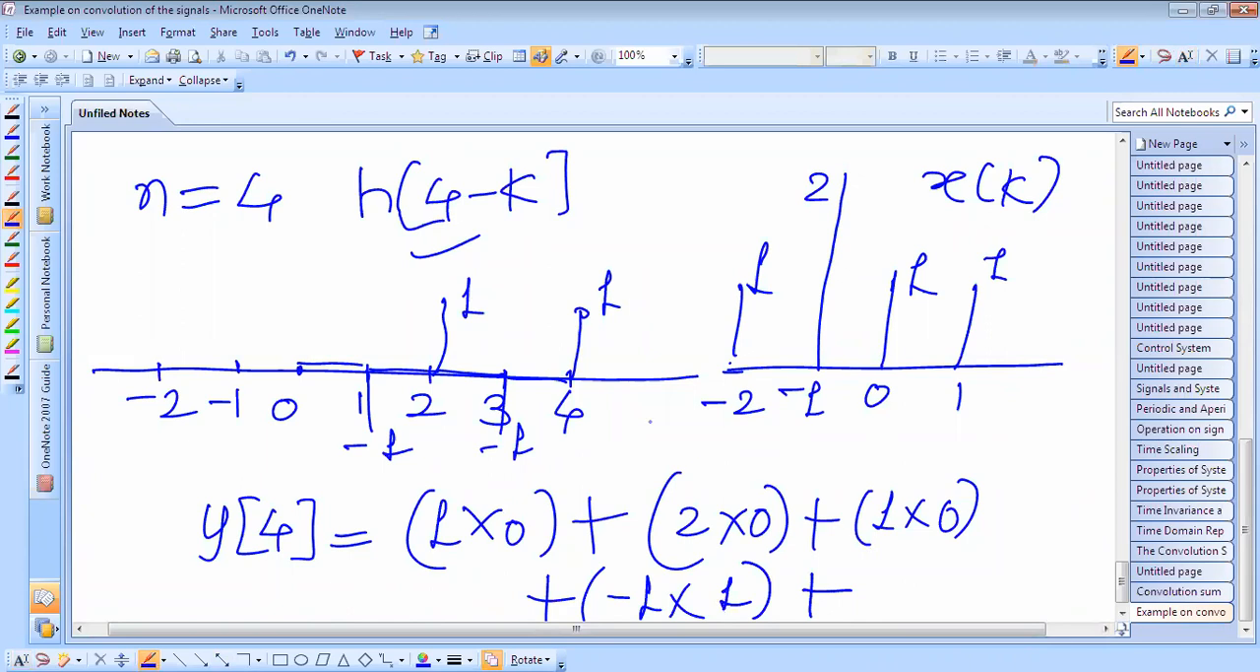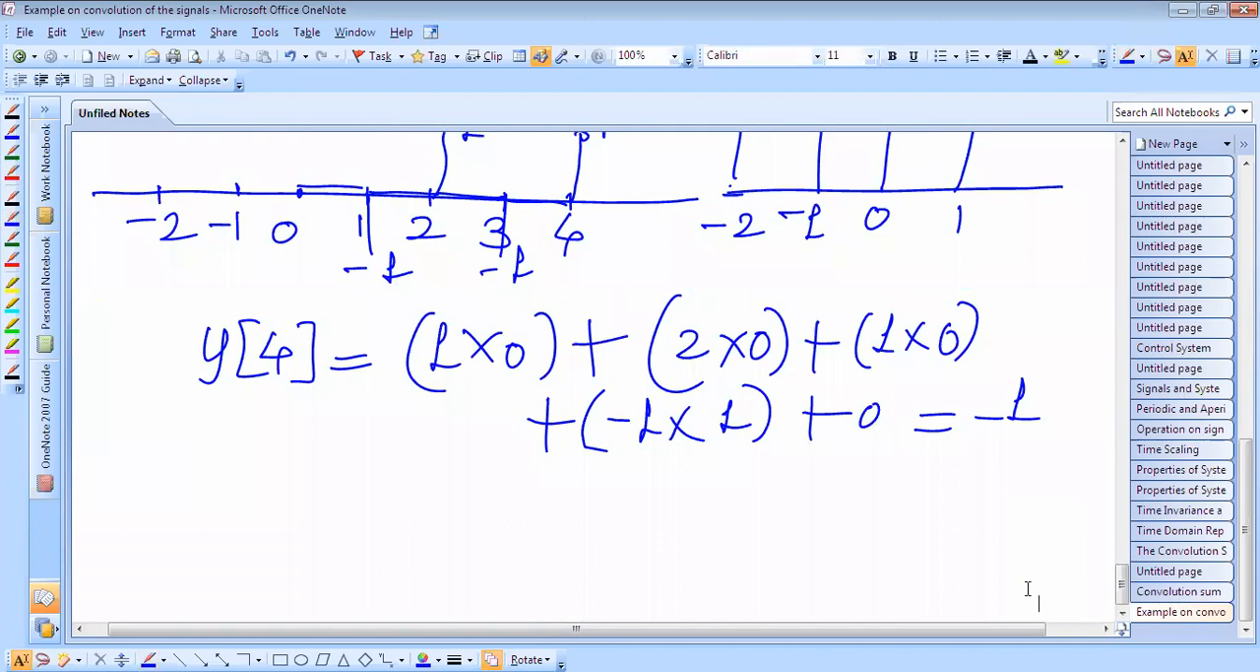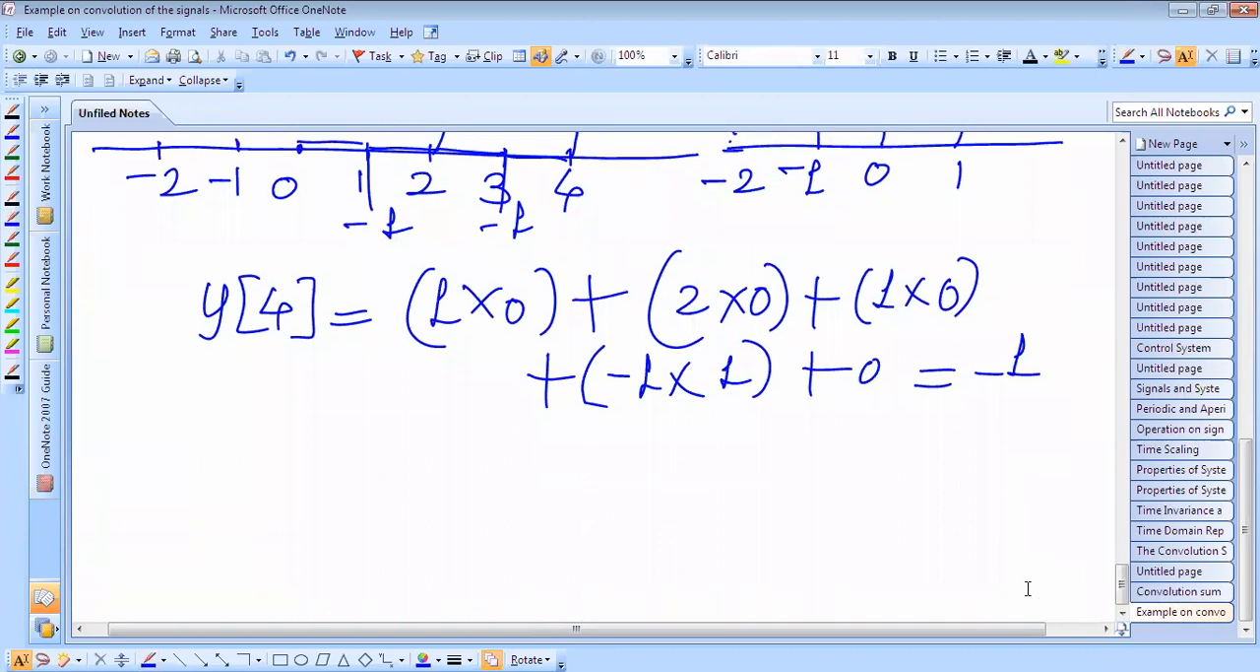Okay, so it is almost over. So the rest will all be 0, only -1 will be there. So y of 4 is equal to -1. Okay, so in this way we have got the response, and therefore we have to write the output response for these signals.